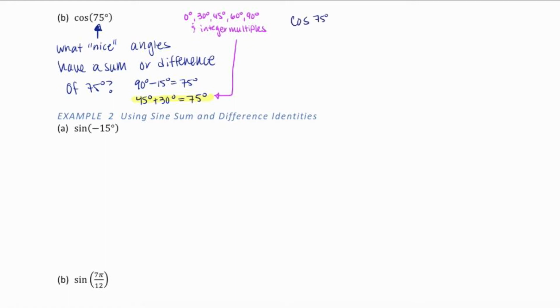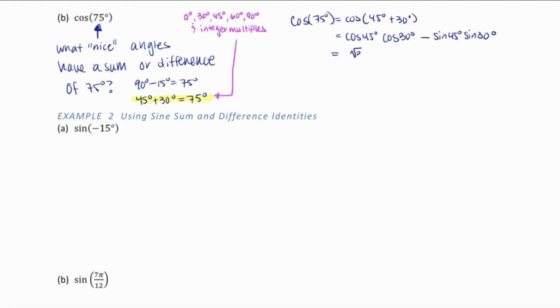Cosine of 75 degrees equals cosine of 45 degrees plus 30 degrees equals cosine of 45 degrees times cosine of 30 degrees. Now, should I have a plus sign or a minus sign here? If you said a minus sign, you're correct, because this is a sum identity for cosine. The sign here changes, so this will be minus sine of 45 degrees, sine of 30 degrees.